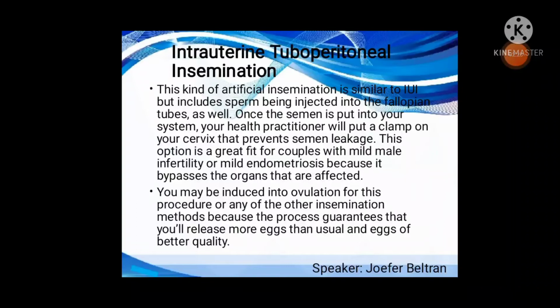Intrauterine tuboperitoneal insemination. This kind of artificial insemination is similar to IUI, but includes sperm being injected into the fallopian tube as well. Once the semen is put into your system, your health practitioner will put a clamp on your cervix that prevents semen leakage. This option is a great fit for couples with mild male infertility or mild endometriosis because it bypasses the organs that are affected.